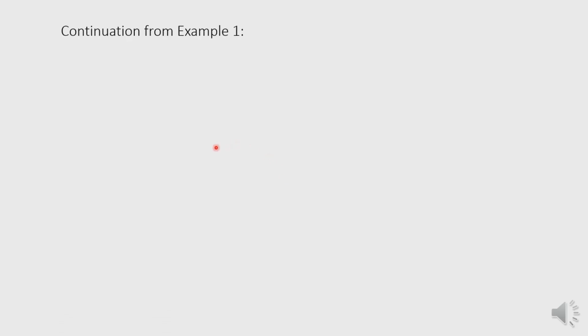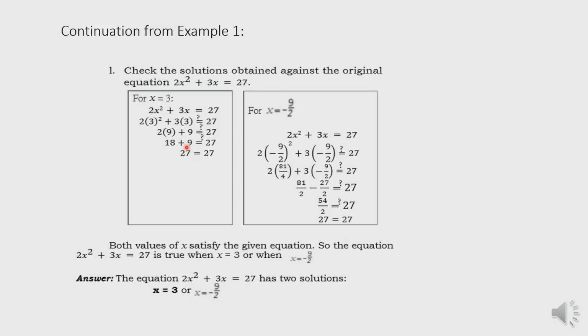Then, from example 1, we have to check the solution obtained against the original equation. The original equation is 2x squared plus 3x equals 27. So, if our x sub 1 is 3, you just substitute it into the original equation. Replace x by 3 throughout this equation and then simplify. So 3 squared is 9 times 2, you get 18. So 3 times 3, you have 9.